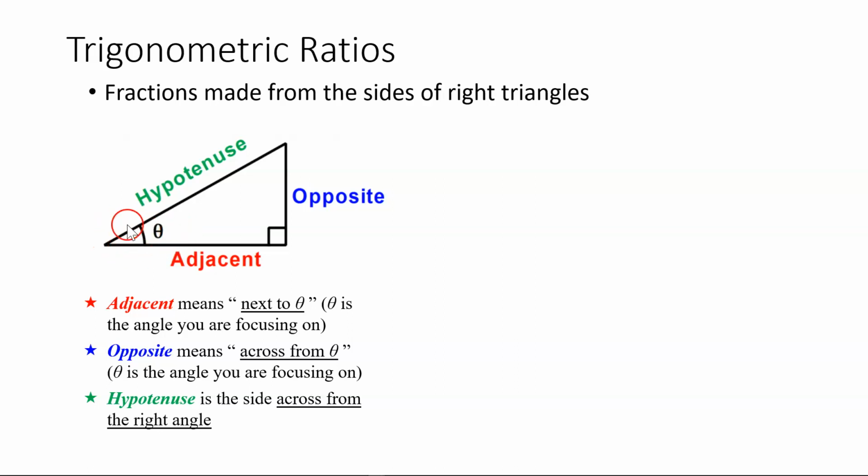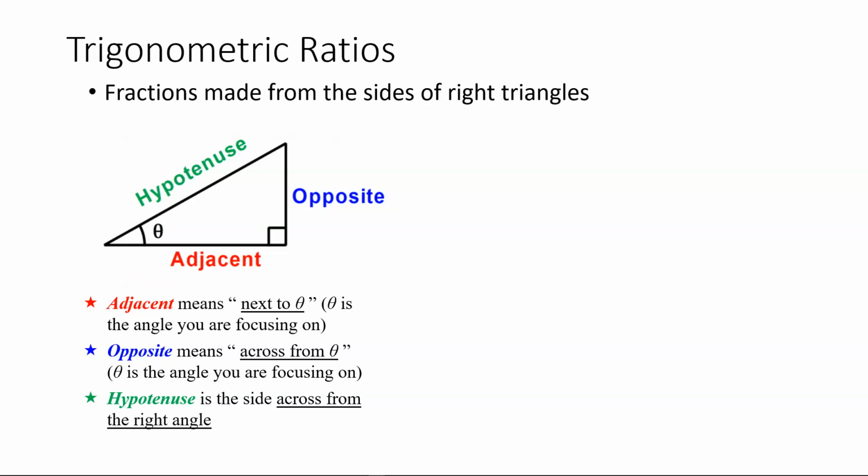You'll be focusing on that angle, and you will label the two legs as the leg opposite that angle, which means across from, opposite, so as far away from you as you can get from that labeled angle, and the leg adjacent, which means right next to that labeled angle. And based on those labels, we have three different ratios which we talk about.